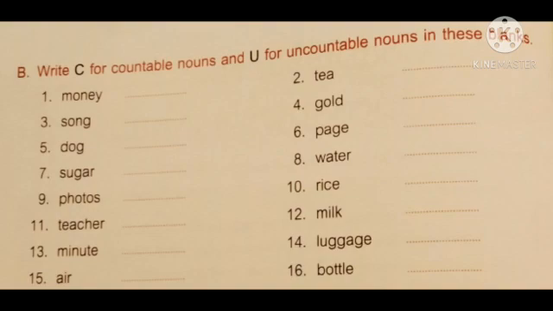Next, exercise B. Write C for countable nouns and U for uncountable nouns in these blanks. First, money. Can we count money in numbers? Yes, so it is countable. Next, tea. Can you count tea in numbers? No, it is uncountable. Third, song. Yes, we can count. It is countable. Fourth, gold. Can you count gold in numbers? No, it is uncountable. Fifth, dog. Yes, you can count. It is countable.